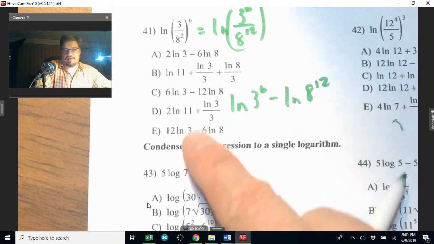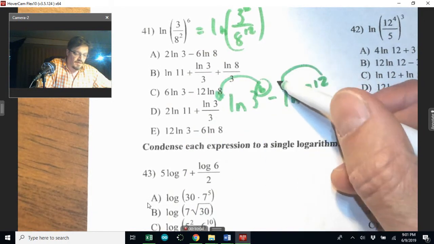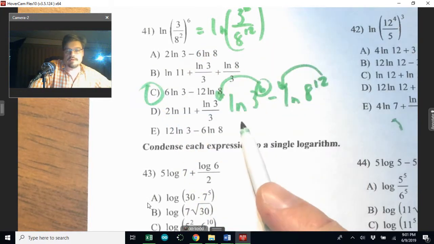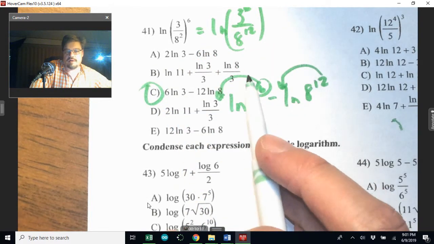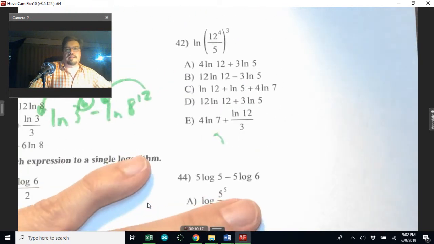But you're not going to see it, because what's happened is that you use the third rule to put this guy in front. And that is going to be reflected in C. So this exponent can always come to the front because it's a rule. Last one here.